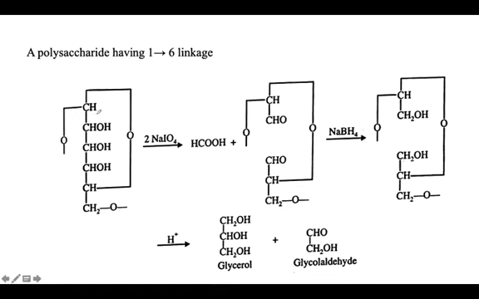These hydroxy groups are on carbon 2, carbon 3 and carbon 4, which have adjacent hydroxy groups. When periodic acid is used, they will be oxidized. Carbon 3 will be cleaved and come out in the form of formic acid, HCOOH. Carbon 2 will be converted into an aldehyde group, CHO, and carbon 4 again will be converted into an aldehyde group.